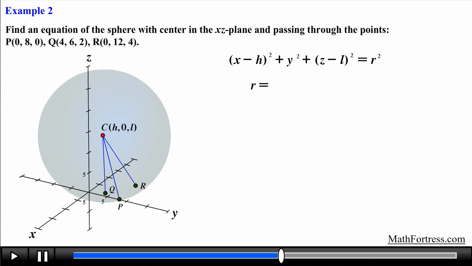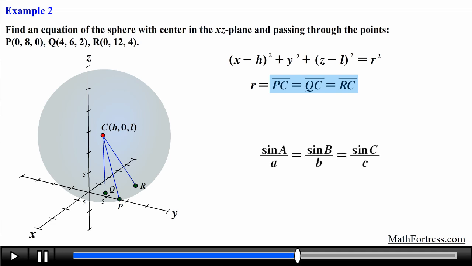It can be seen that the radius is equal to the length between point P and C, which is also equal to the length between point Q and C, which in turn is also equal to the length between point R and C. Since all of these relations represent the radius of the sphere, we can equate all 3 expressions together. This is similar to the law of sines that you learn in your pre-calculus or math analysis class. Recall that you can equate any 2 relations with each other in order to solve a specific expression.